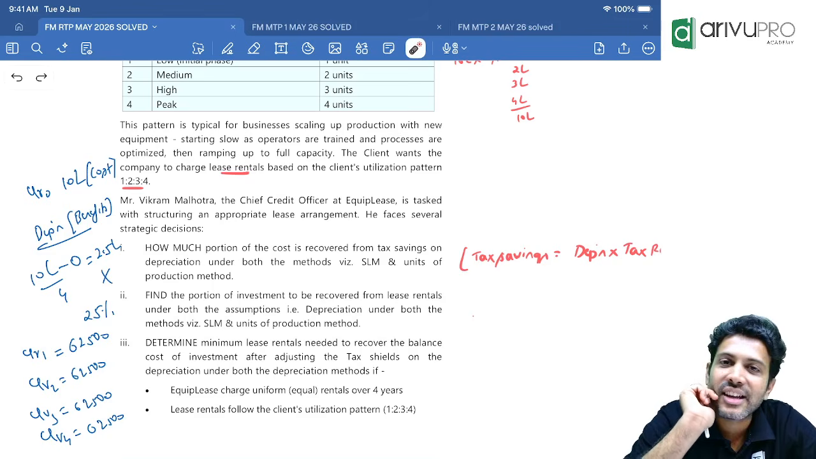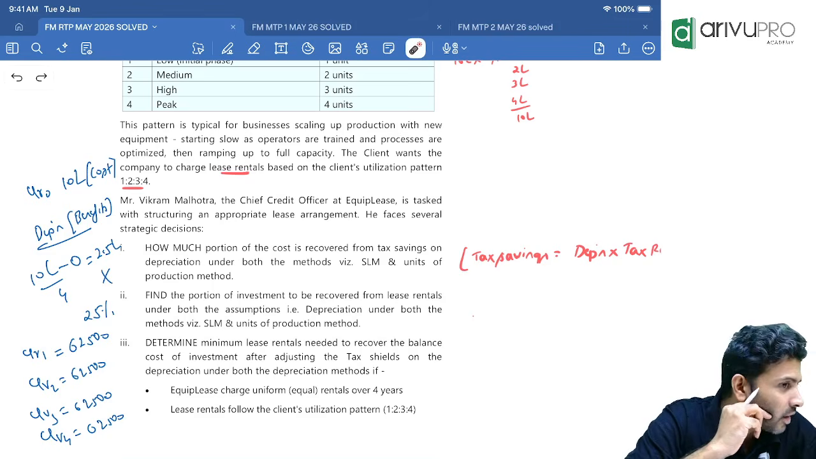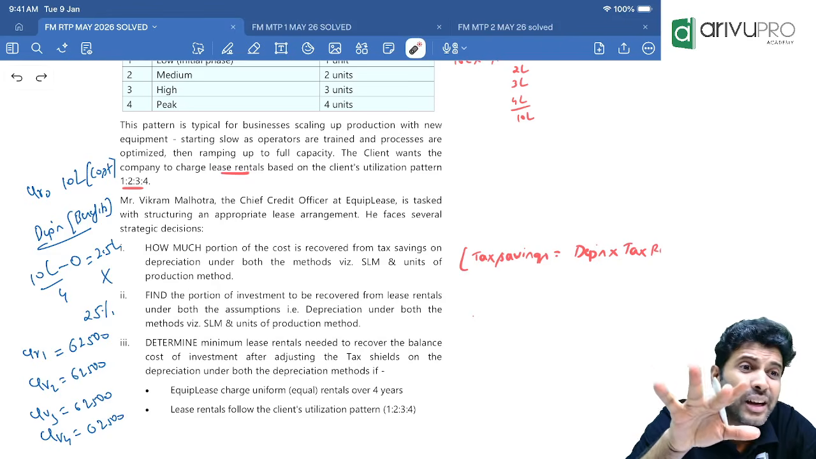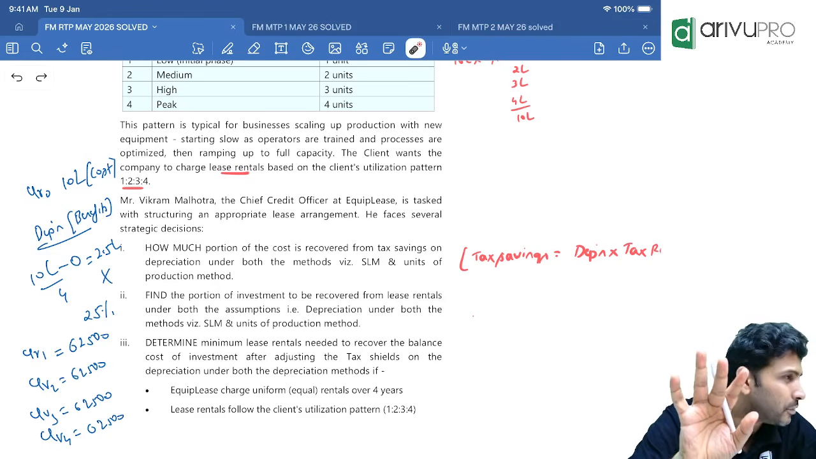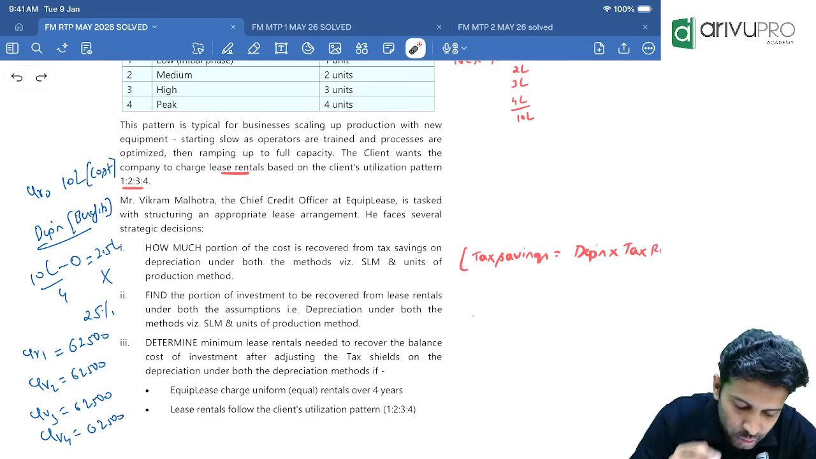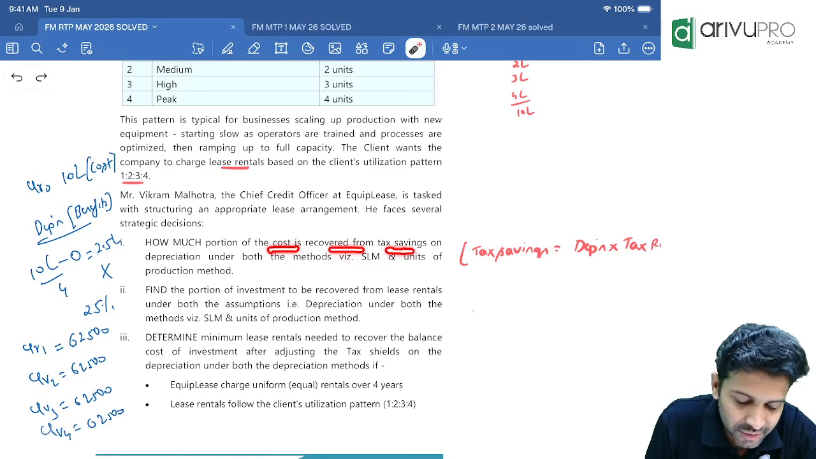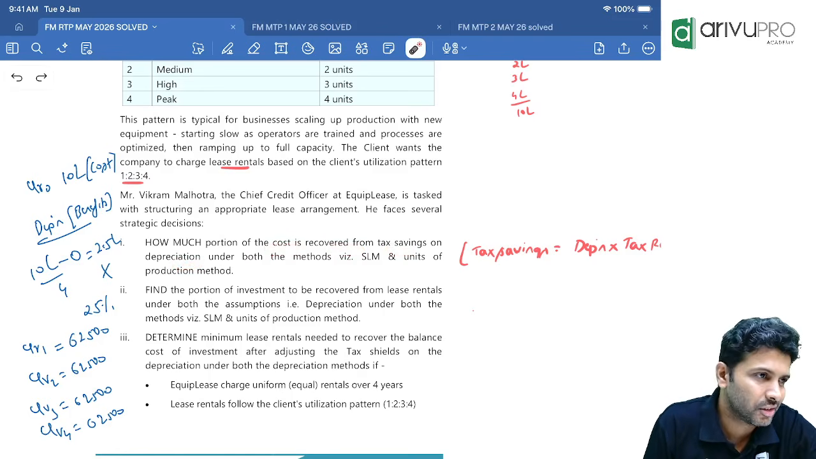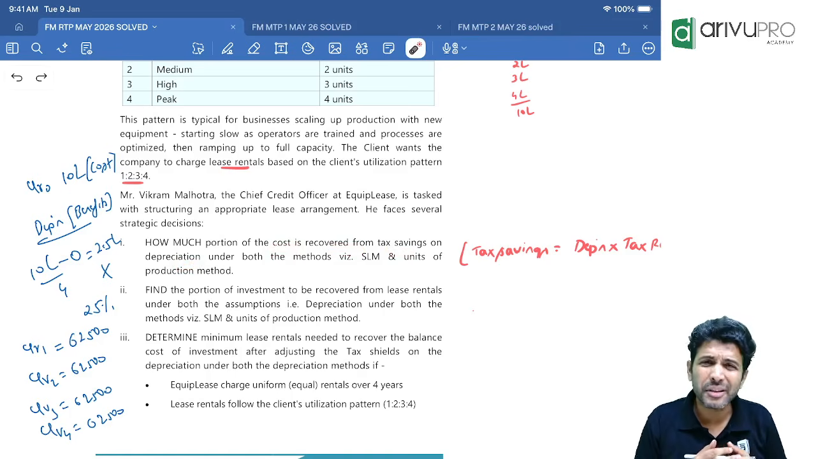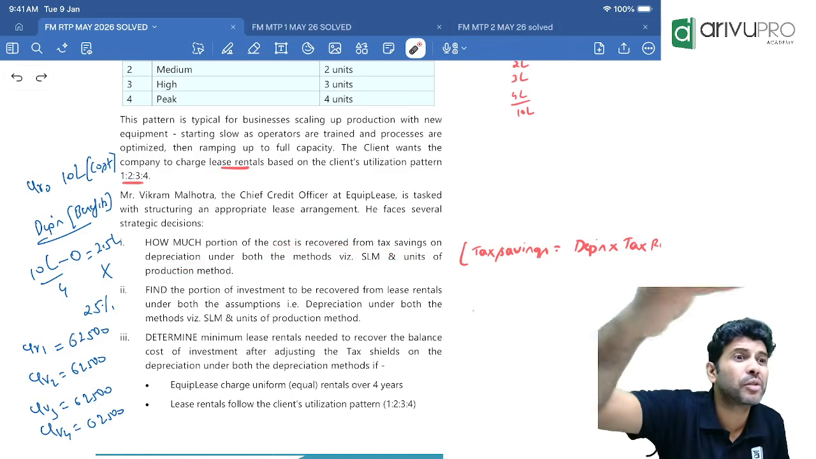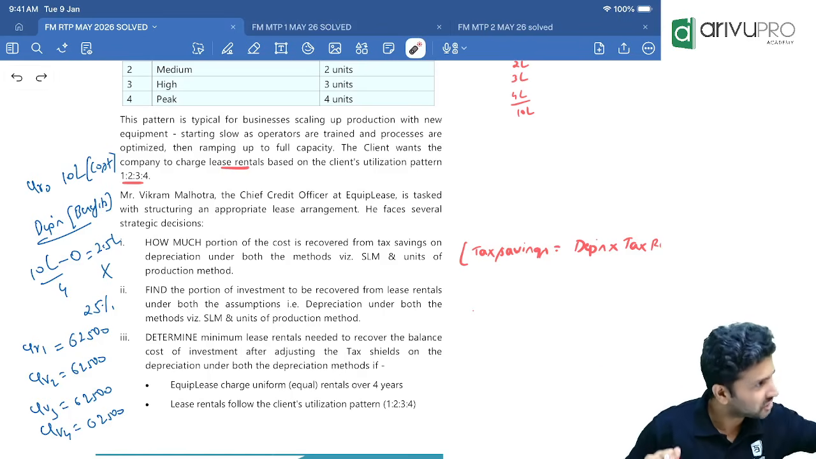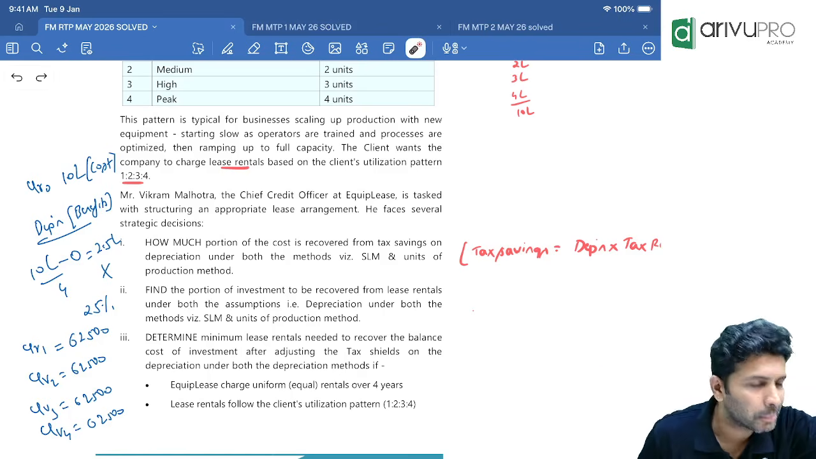Now, depreciation is an expense. Due to that expense, tax will reduce. That is a benefit. So that is what they're asking. How much portion of the cost is recovered from tax saving due to depreciation? But the problem is, will you get depreciation benefit immediately or at the end of every year? Means you will get the depreciation benefit, no doubt, but you will not get it immediately. You will get it at the end of the respective years.